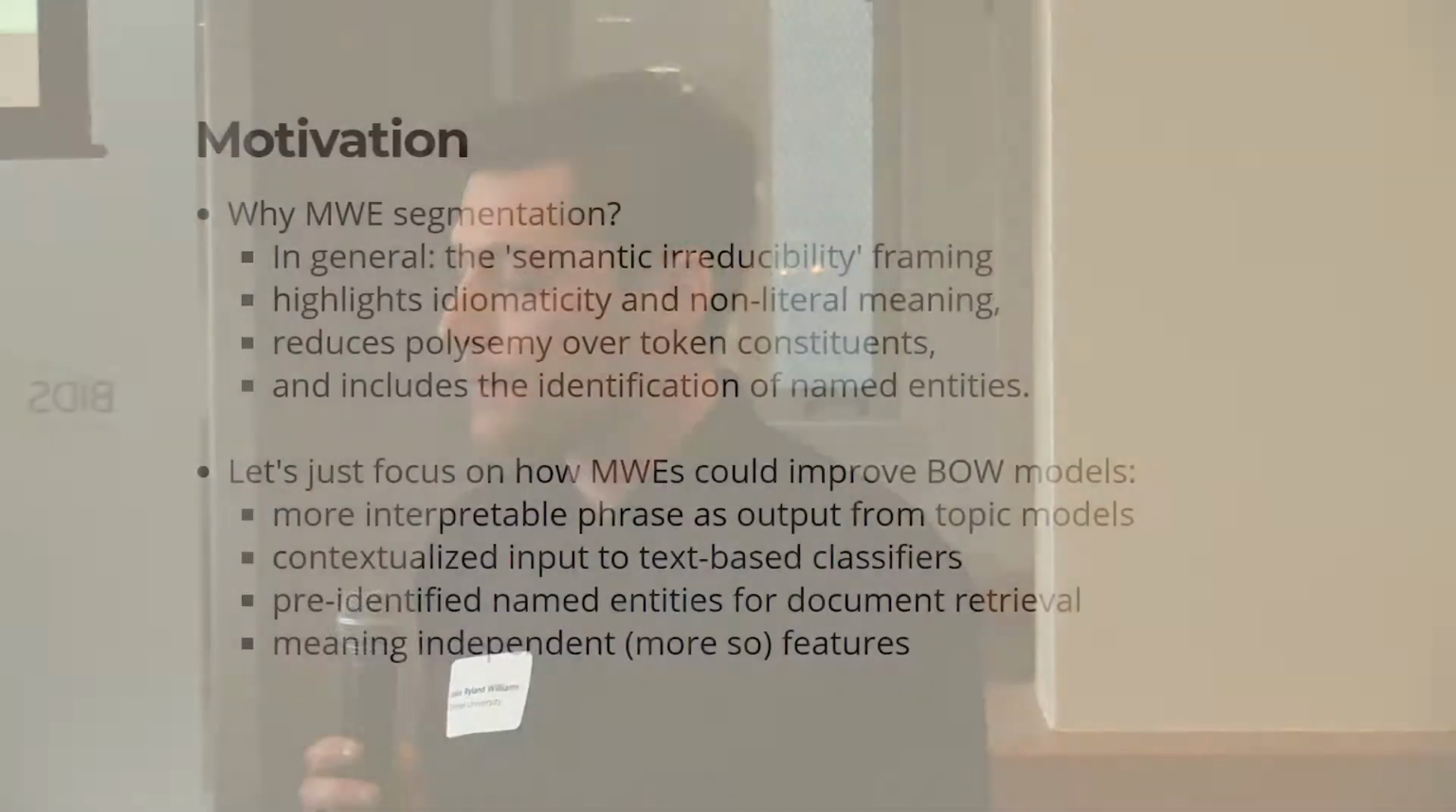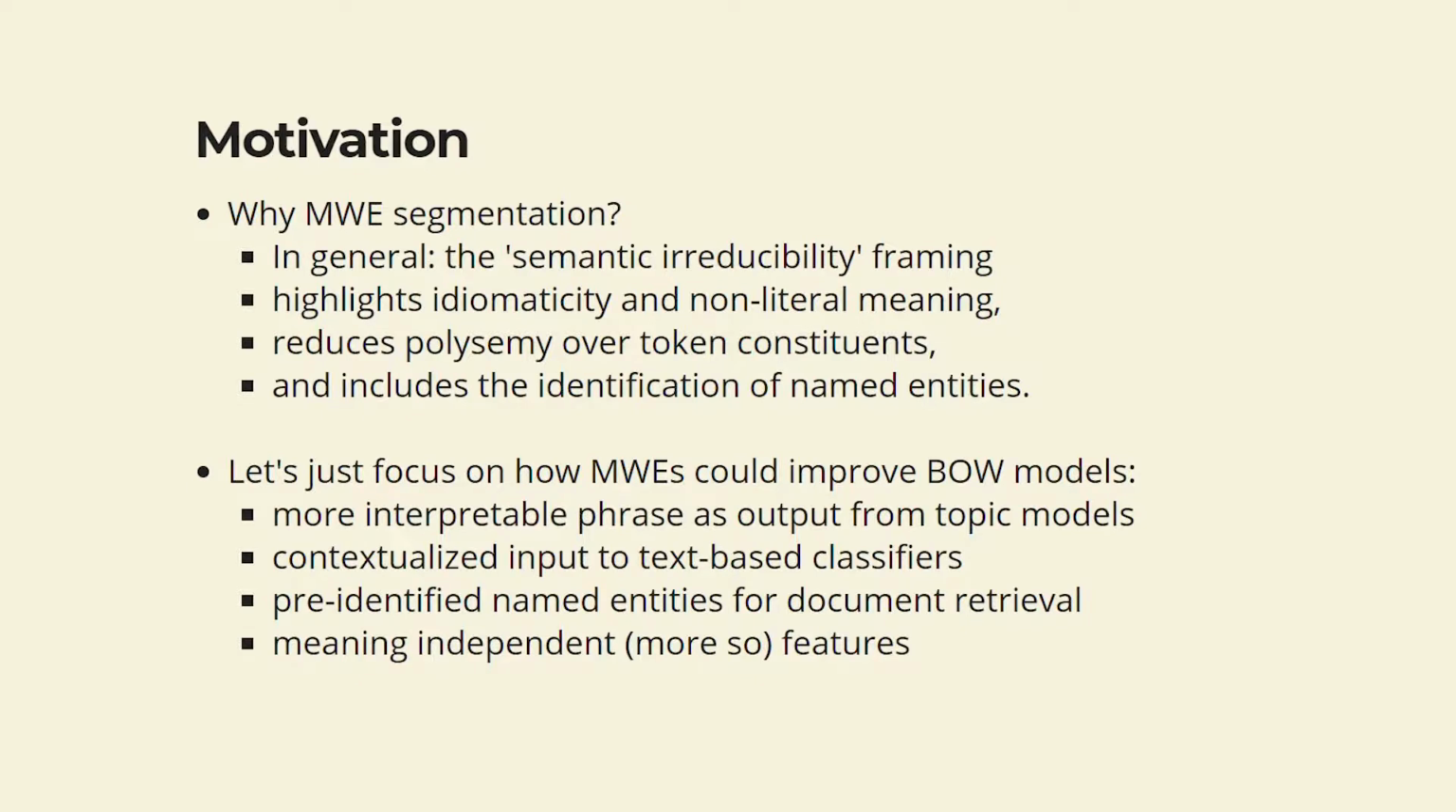So why do we care about MWE segmentation? Why am I trying to motivate this? I brought up bag of words to begin with, and I said we're going to worry about the tokenization step. But if I haven't beat it in enough, the semantic irreducibility framing is really what we're interested in. It highlights idiomaticity and non-literal meaning. It reduces polysemy, so if you do have a multi-word expression, there might be fewer choices if you're trying to determine the semantics of your multi-word expression versus the constituent words.